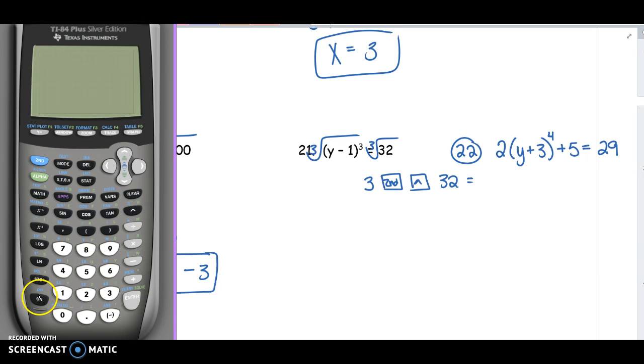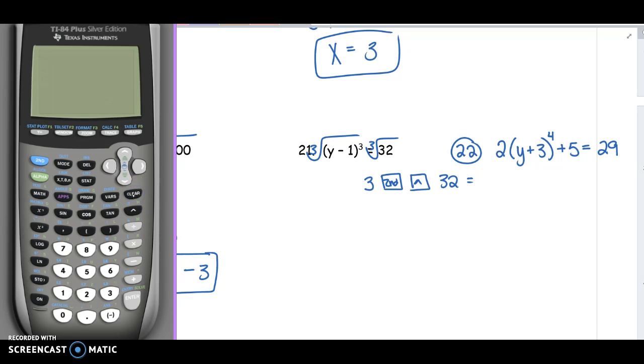On this calculator, similar type of process. We have to enter the 3. Then we go to our math button. And the 5th option down is the xth root. And if your calculator is new enough and has the whole fancy math print, it'll take that 3 that you entered previously and stick it up into the exponent.